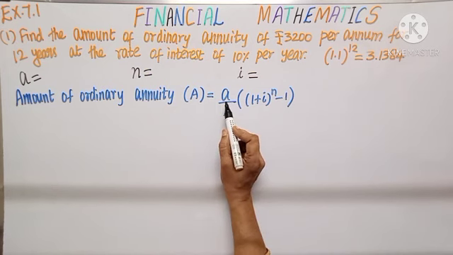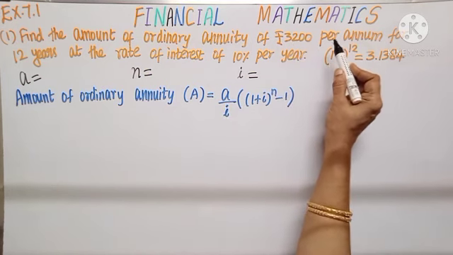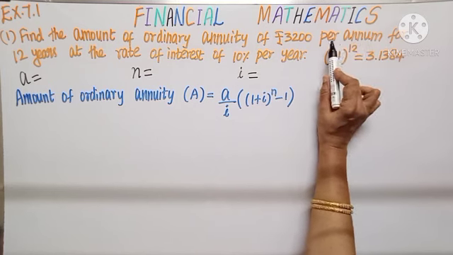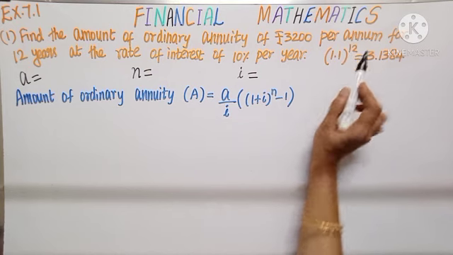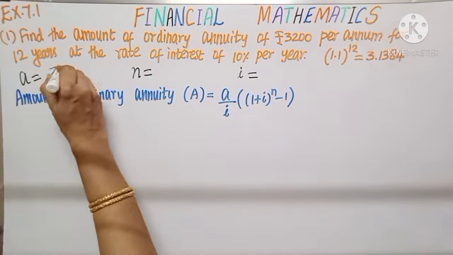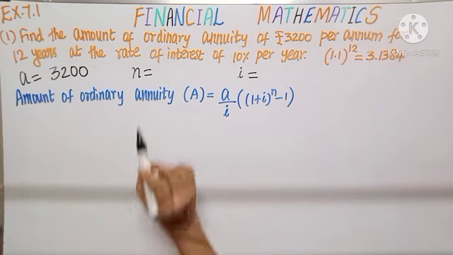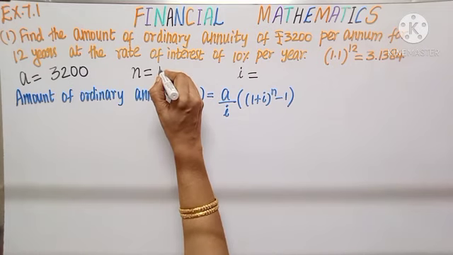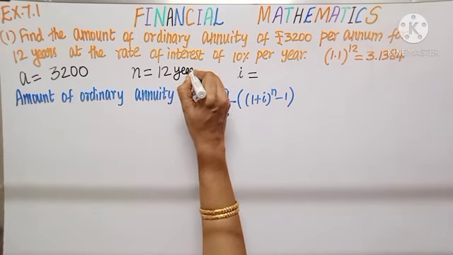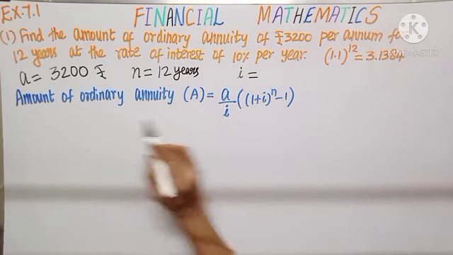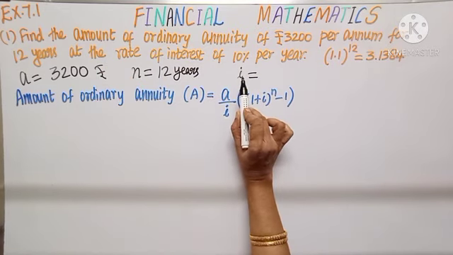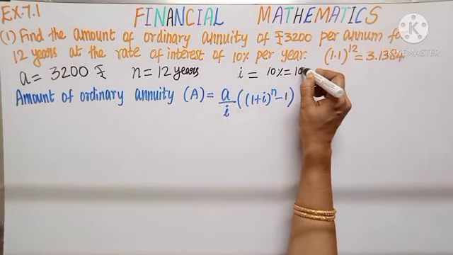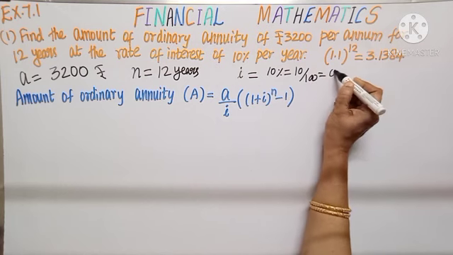A, how much we pay? 3,200 per annum. Per annum tells every year, yearly payment. So A is 3,200. N tells me how many years, so it is 12. So n is equal to 12 years. I tells me rate of interest. 10% tells 10 by 100, that is 0.1.